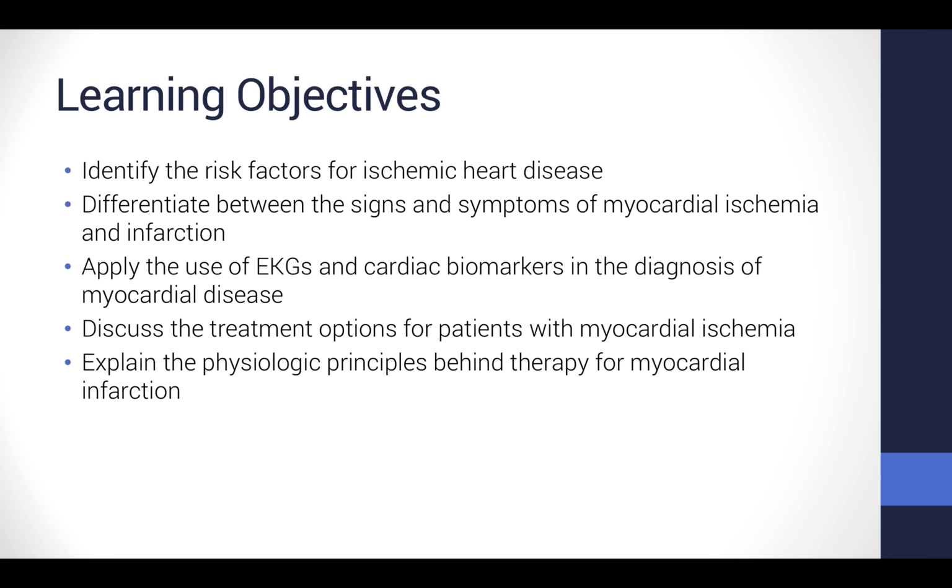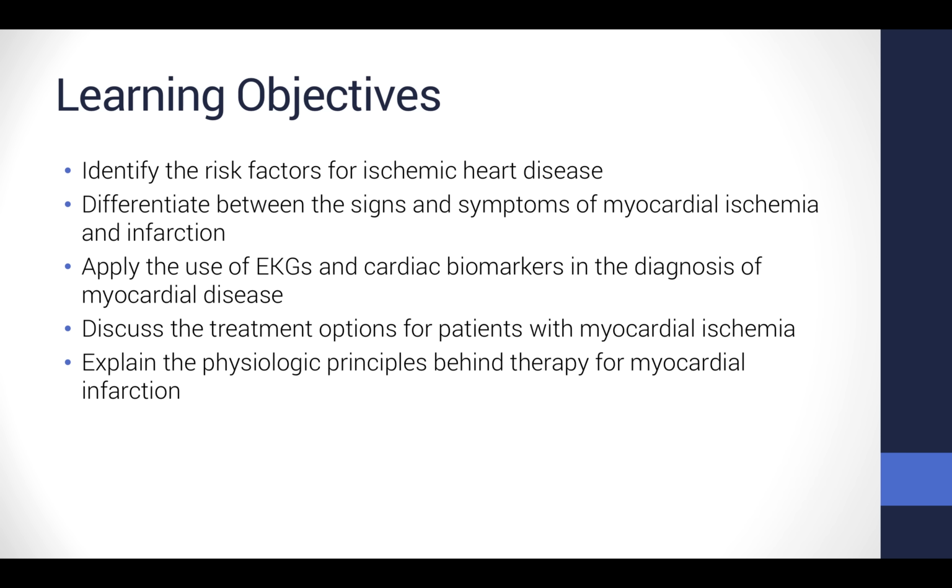So again, back to our learning objectives, we wanted to talk about risk factors, which we did. We want to differentiate between the signs and symptoms of myocardial ischemia and infarction, so the differences between stable angina, unstable angina, and myocardial infarction. We want to talk about the uses of EKGs and biomarkers in the diagnosis of myocardial disease, and we emphasized that the H&P is really the most important part of diagnosing myocardial disease, but we can use EKGs and biomarkers to our benefit to give us a little bit better idea of what's going on.